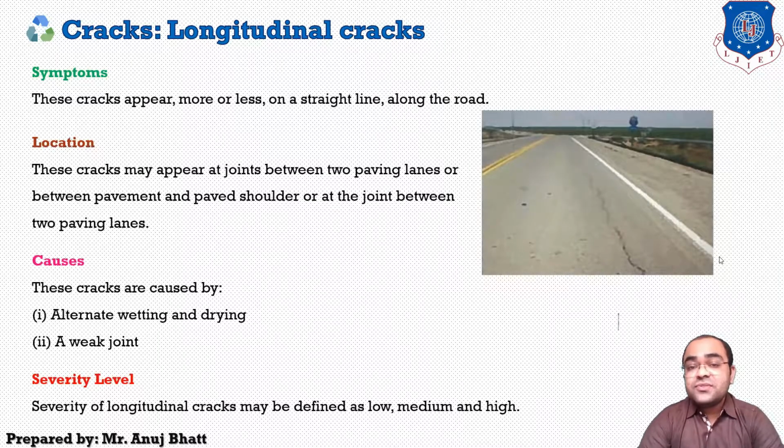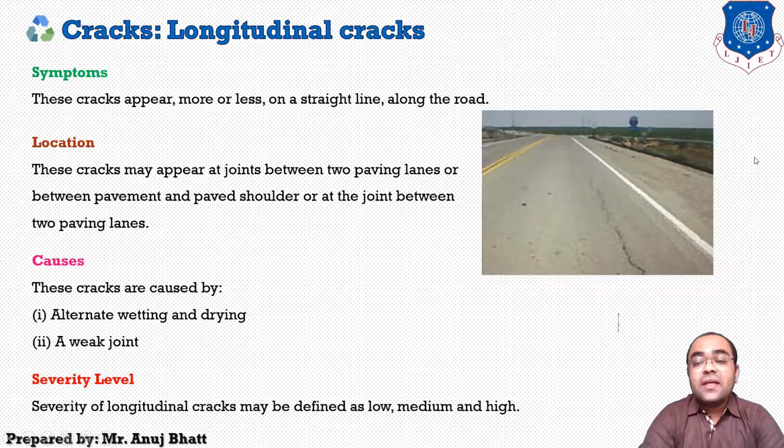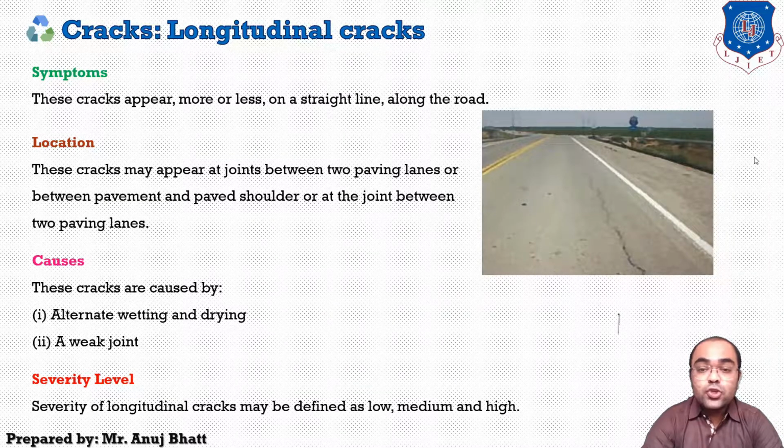Talking about the symptoms, these cracks appear more or less on a straight line along the road. As here we can see in the figure, there is a crack along the pavement surface or along the road in the longitudinal direction. If we're talking about the location, these cracks may appear at joints between two paving lanes or between the pavement and the paved shoulder, or at the joint between two paving lanes, as we discussed earlier.